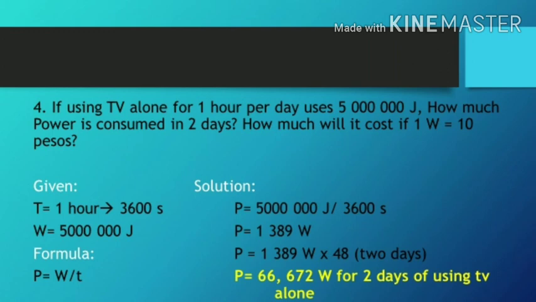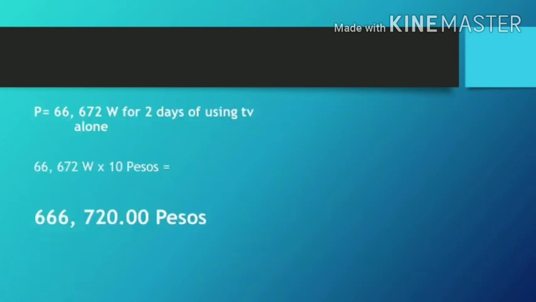Now, how much will it cost if 1 watt is equal to 10 pesos? Multiply 66,672 by 10 pesos. The answer would be 666,720 pesos. In other words, using the TV alone for straight 2 days without turning off would cost 666,720 pesos in electric bill. This is just an example. Don't take it seriously.